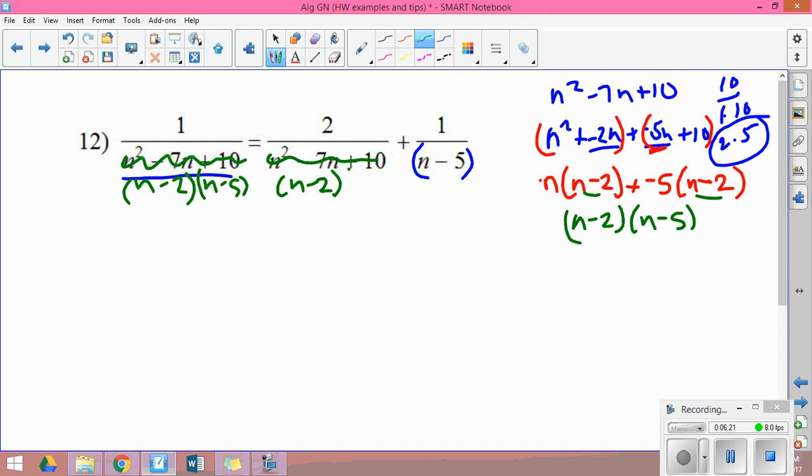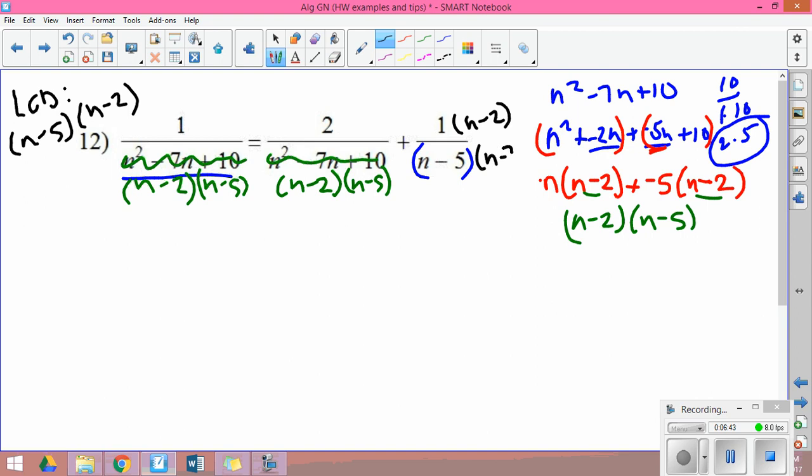Now I can see what my common denominator is. So my least common denominator is going to be that n minus 5 factor and an n minus 2 factor. So the first two terms are good. They have what they need. The last term needs an n minus 2 times an n minus 2. So now I have my common denominator built.